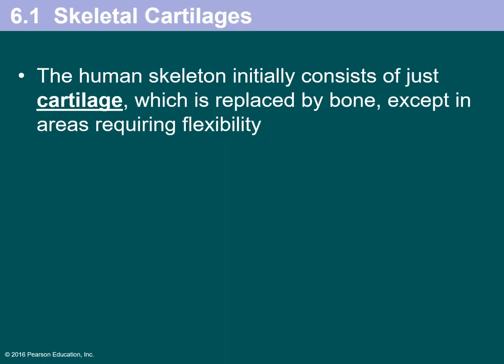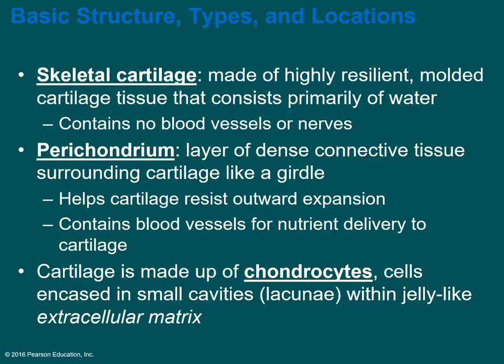So the human skeleton initially, when it's first formed in terms of embryonic development, is just cartilage. Now, the cartilage is going to be replaced by bone, which is known as ossification. Cartilage will remain in certain areas where you have much more flexibility. Skeletal cartilage is very highly resilient. It's composed mostly of water. One thing to keep in mind is that there are no blood vessels or nerves in skeletal cartilage.